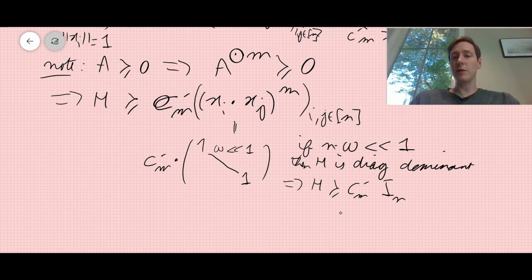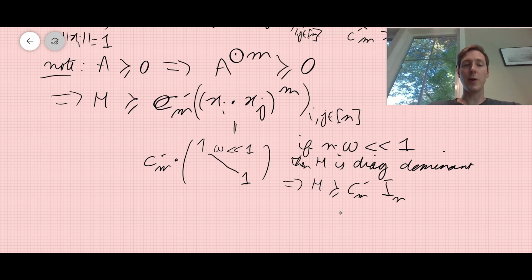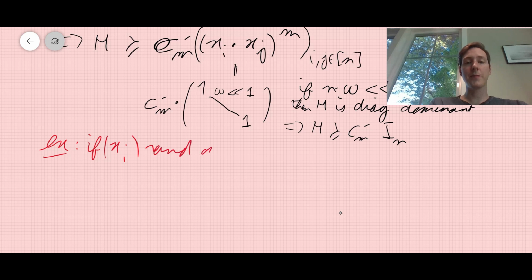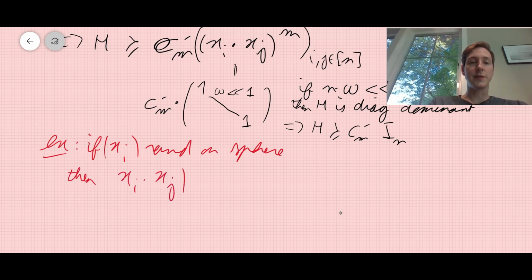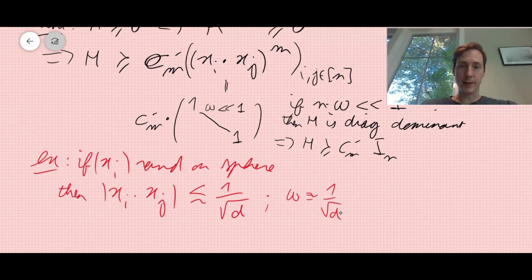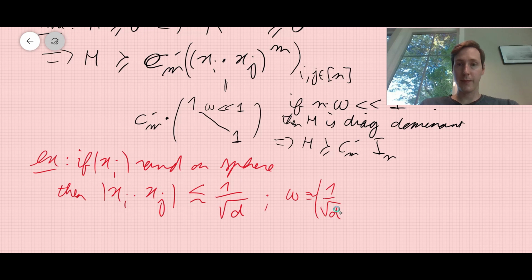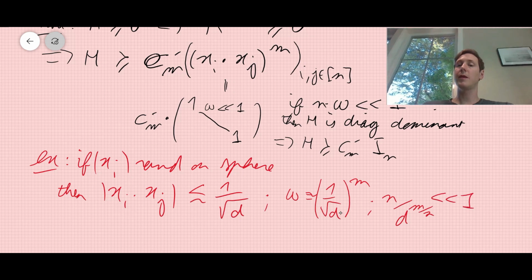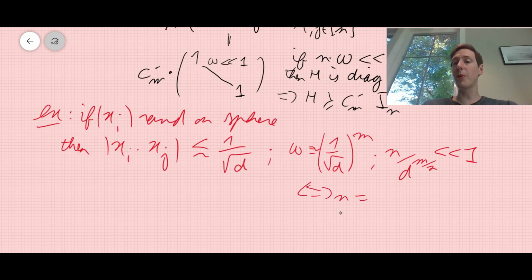Okay, so let me just show what this omega is if we had random points on the sphere. So just as an example, if xi random on sphere, then the inner product xi dot xj is smaller than something up to a log factor of order 1 over square root d. So really this omega is 1 over square root d. And sorry, this omega is 1 over square root d to the m, right? So what we want is n times n over d to the m over 2 to be much smaller than 1. Okay, which is just n is some polynomial in d.